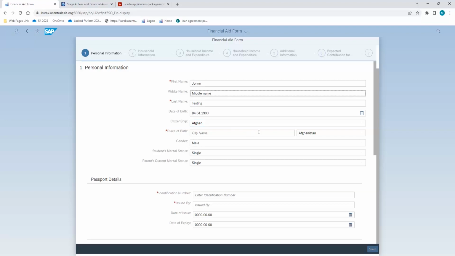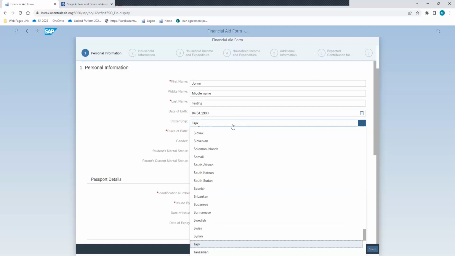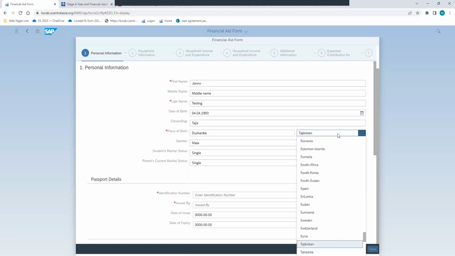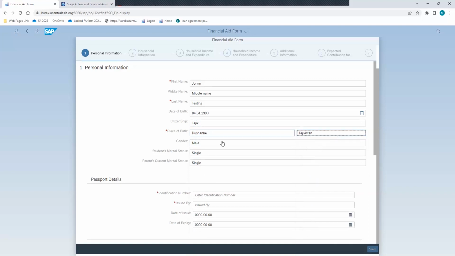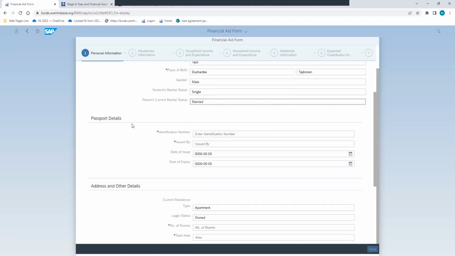So in my case, suppose I'm an applicant applying from Tajikistan. City of birth, let's say, was Dushanbe. I'm choosing Tajikistan, male, which is usually already there. Student's marital status is single. Parents' marital status, let's choose married. Then we go down.